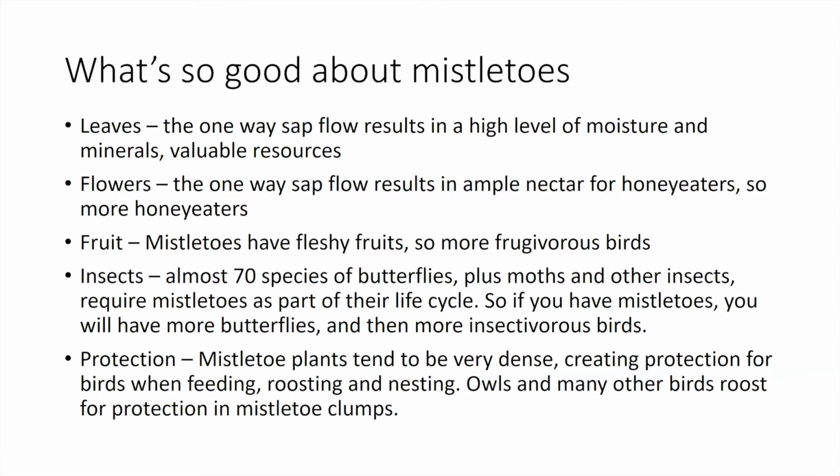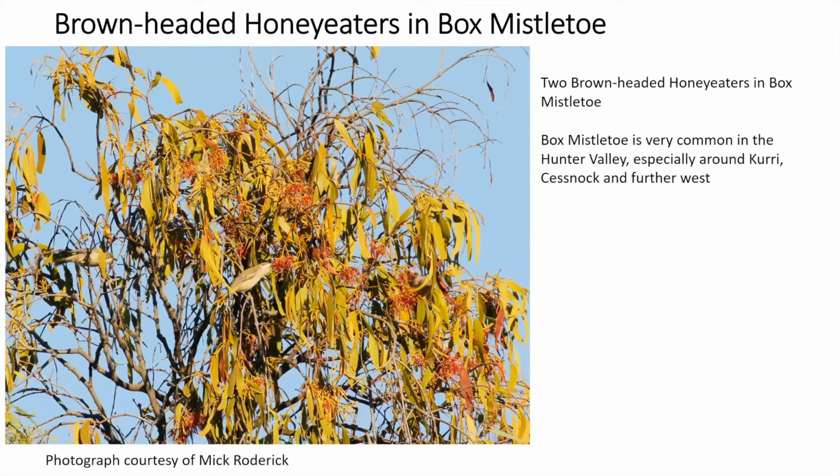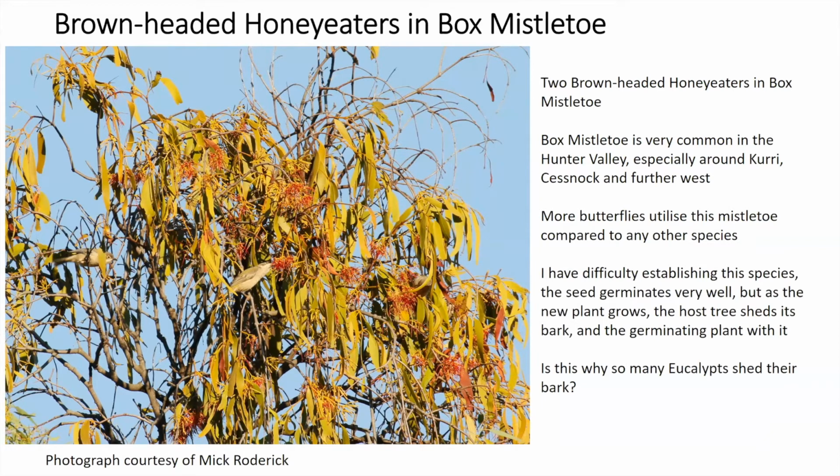So here's the brown-headed honeyeaters, two of them feeding in box mistletoe. And the box mistletoe has a lot of nectar available there. And more butterflies utilise this species of mistletoe compared to any other. So if you think the mistletoe doesn't look good, don't worry, the butterflies will make up for it. But I actually have trouble establishing this one in my garden, and it doesn't grow in the local area anyway. But I think that's why a lot of eucalypts shed their bark, to stop the mistletoes establishing on them.